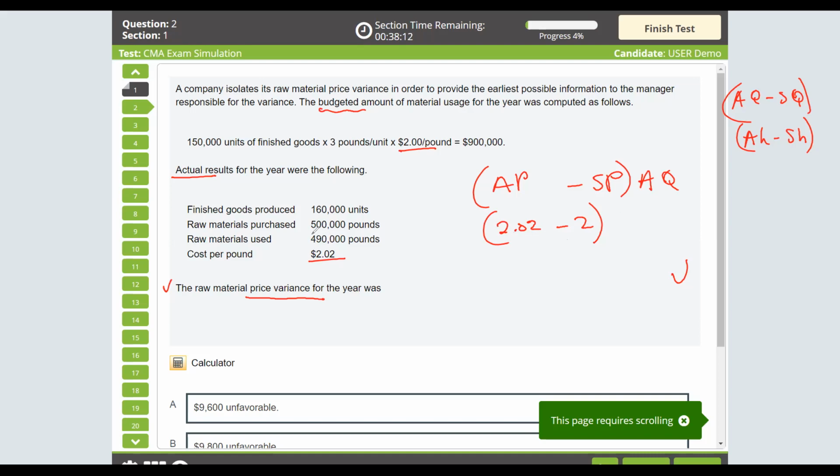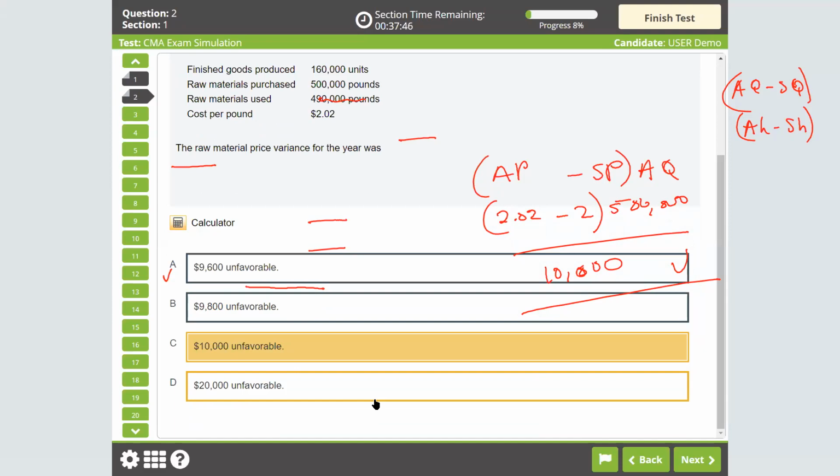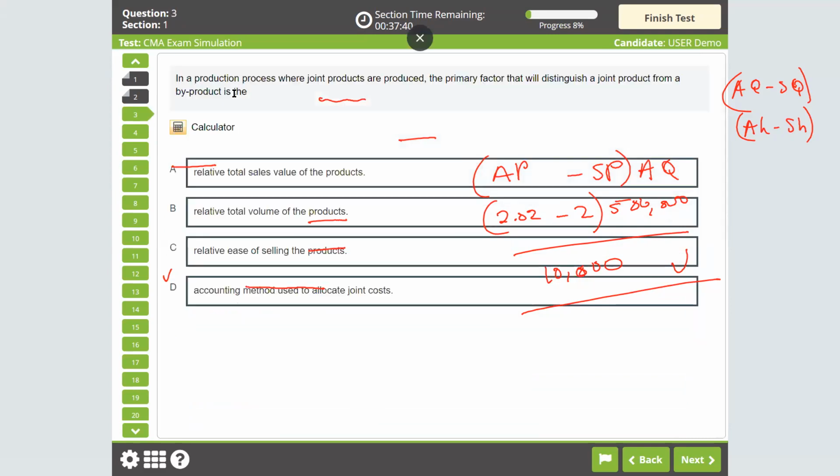So I'm going to have 0.02 multiplied by actual quantity, which is 500,000. So 0.02 multiplied by 500,000 is 10,000. So we have $10,000 unfavorable for price variance. Let's look at our answer choices, and we only have one 10,000 here. So our answer is C. C is the correct answer. Let's move on to question number 3.